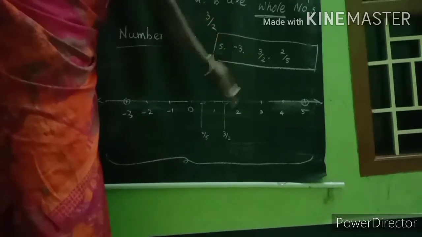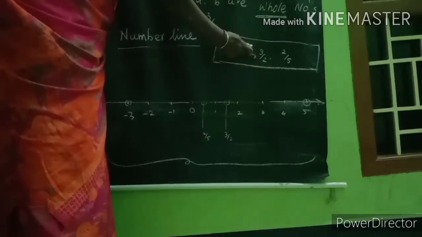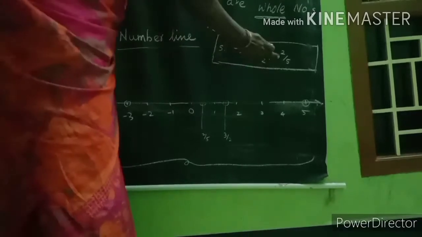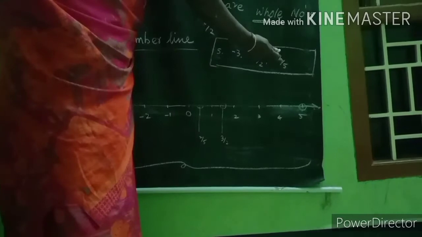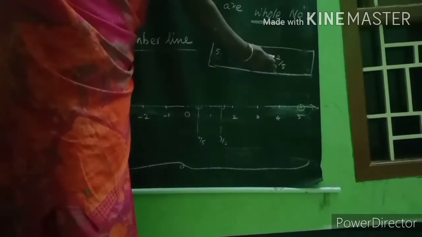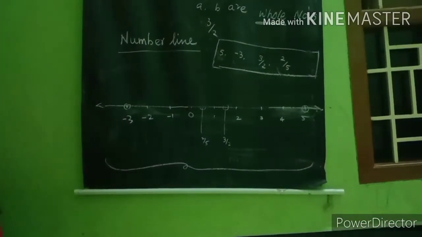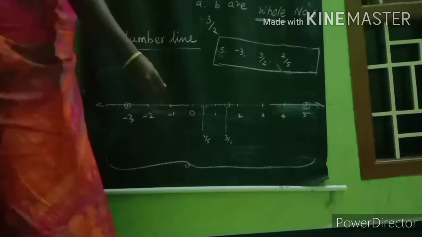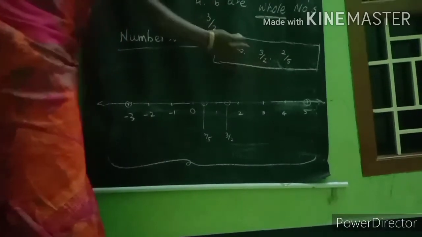Which type of fraction is this one? Here the numerator is greater than the denominator, so this is called an improper fraction. Then 2 by 5: in this 2 by 5, the numerator is less than the denominator, so this is called a proper fraction. In our lower classes also we know the types of fractions very well. Then I give one extra point. 2 by 5 is a proper fraction. The value of a proper fraction always lies between 0 and 1.